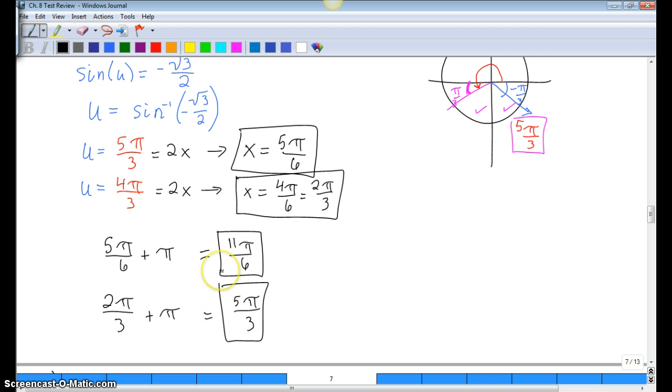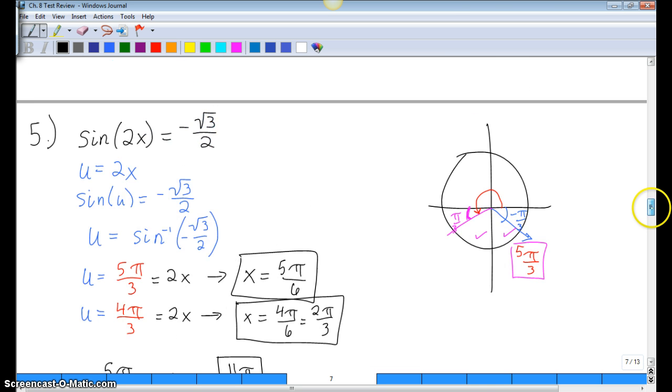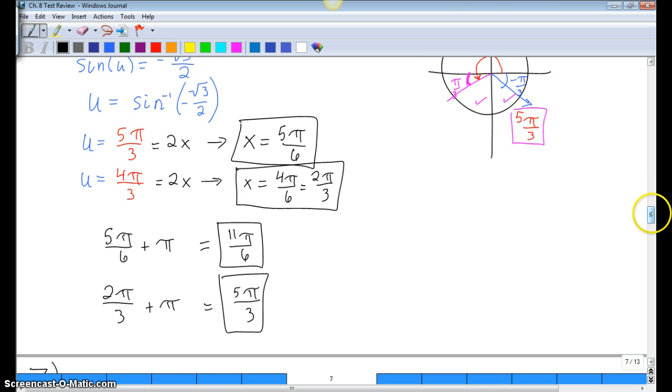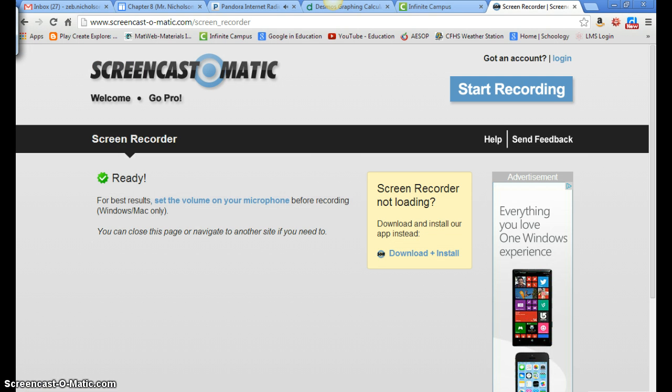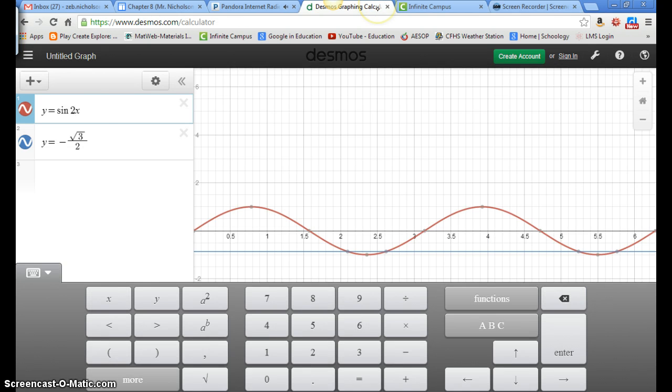Now, at this point, we're done with problem 5. All the answers are 5 pi over 6, 2 pi over 3, 11 pi over 6, and 5 pi over 3. How did we get 4 answers? I'm sure at least some of you watching this are wondering, how did we go from 2 answers to 4? And that's where I want to show you on Desmos how we get that.